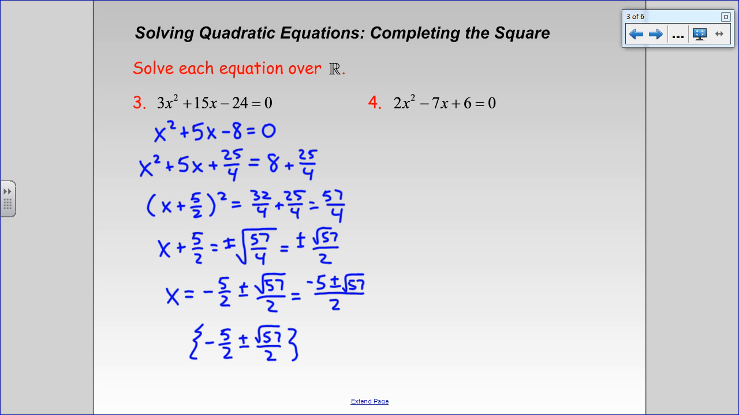Let's do one final example. The equation 2x squared minus 7x plus 6 equals 0. First, we need to divide both sides of the equation by 2. Then we need to subtract 3 on both sides. Now we complete the square. Take half of our x coefficient. Well, since our x coefficient is negative 7 over 2, half of that would be negative 7 over 4. And then we square that. So we would have 49 over 16. We add that number to both sides.